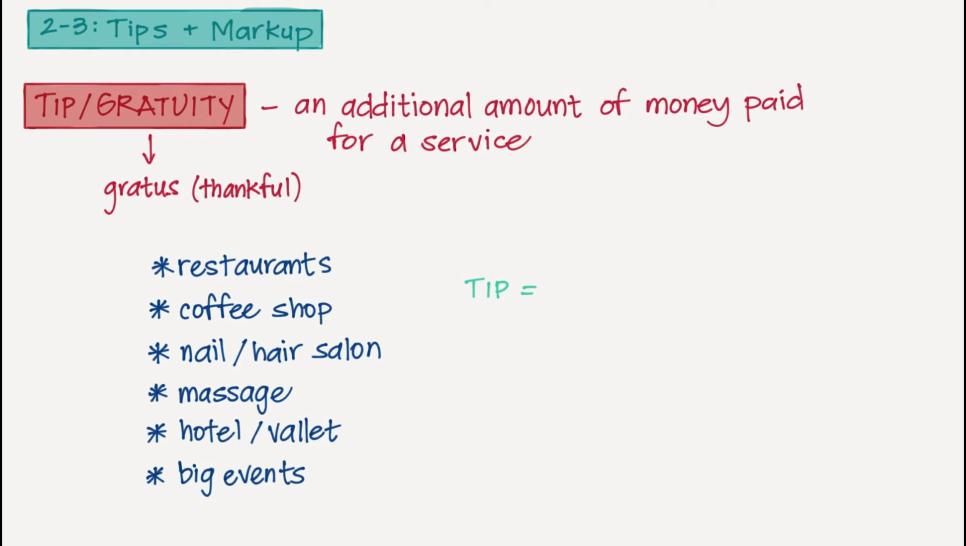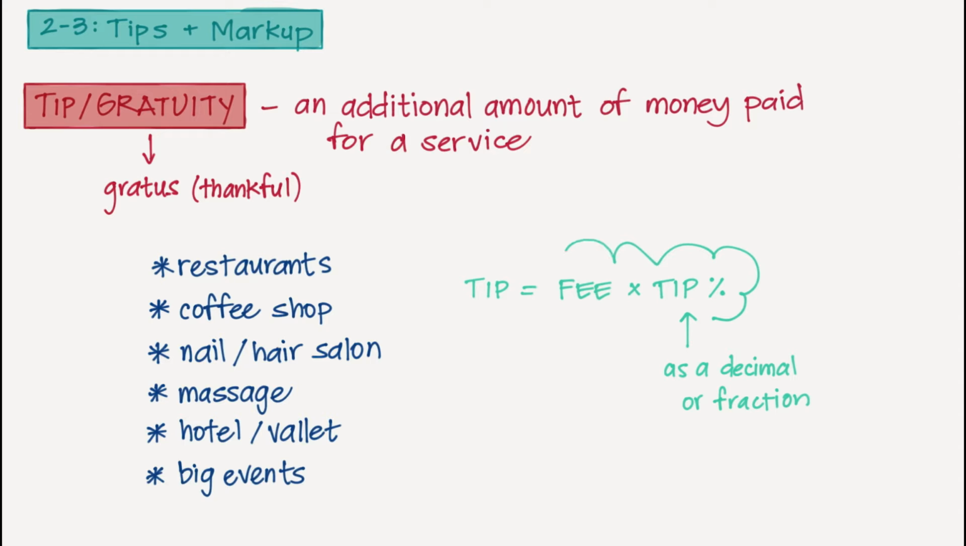So to calculate the tip, all that we're going to do is multiply two things. The first is whatever the fee is, and then we're going to multiply that by the tip percentage. Okay, now that tip percentage, we cannot leave it as a percent, so we need to rewrite it as either a decimal or a fraction.